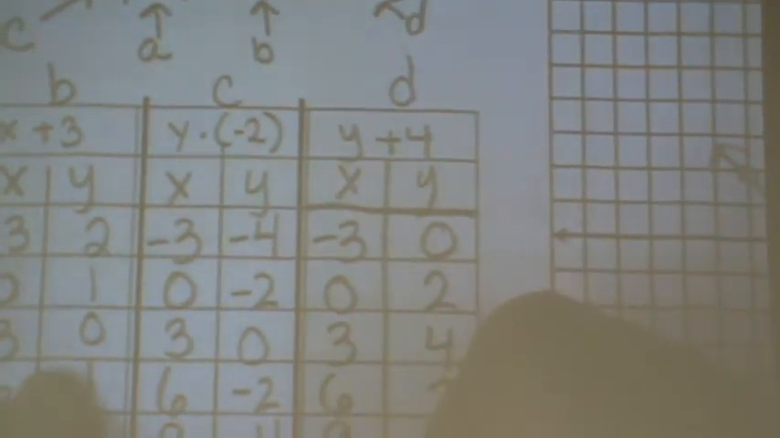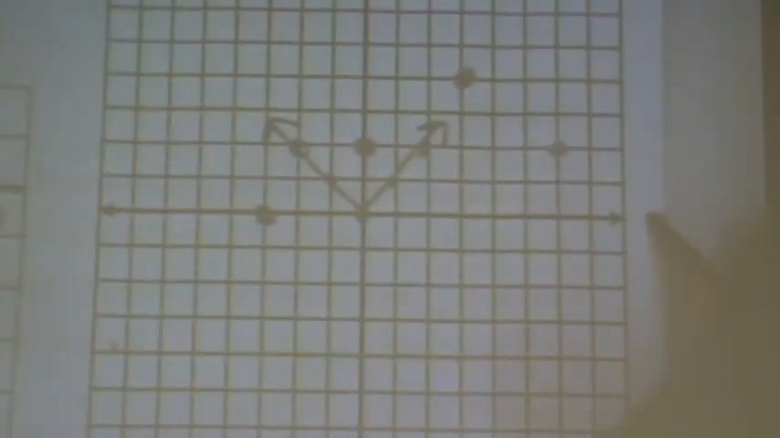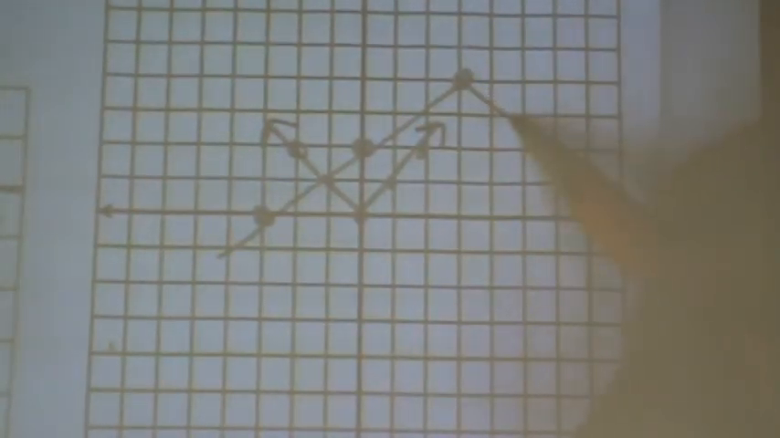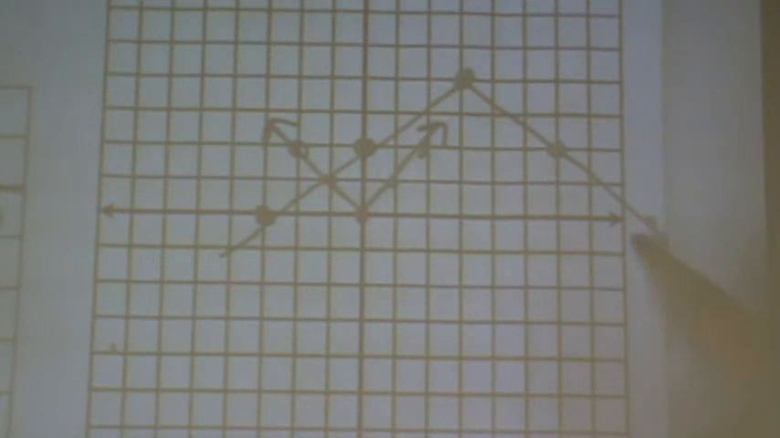Now I want you to graph these last 5 ordered pairs. Over 3 up 0, over 0 up 2, over 3, up 4, over 6, up 2, and 9, 0 is off my page there, but it's there. And graphing it, guess what? I have all of the transformations perfect.